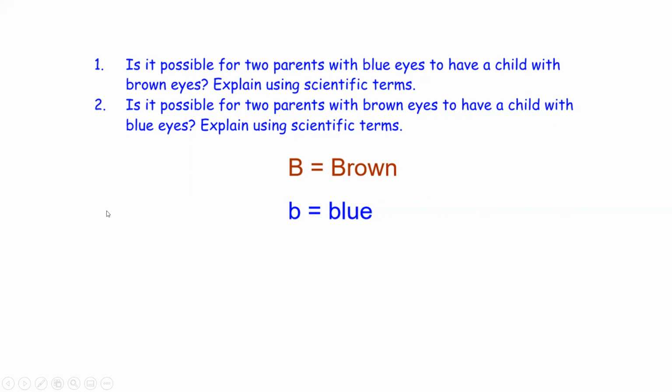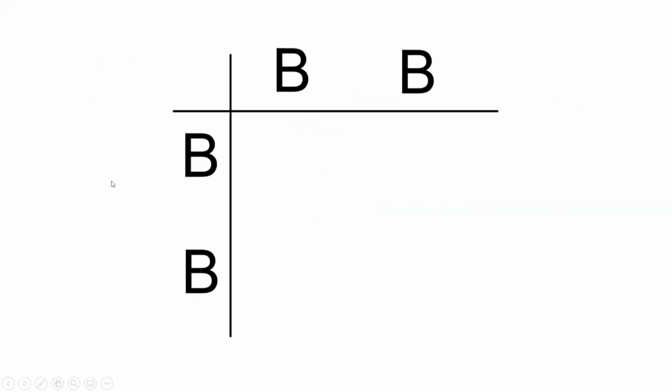So the first thing I'm going to do is assume that both our brown-eyed parents are homozygous. They have two big B alleles, so big B, big B. So if we do the same thing as we did last time, in this particular case, both parents have brown eyes, they're homozygous. What are the possible genotypes of their offspring? So think about the last example. What do you think all the offspring are going to be?